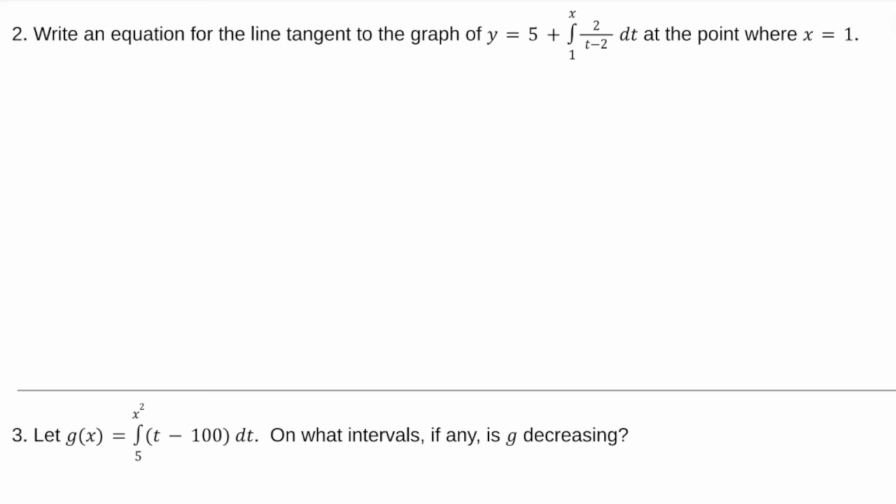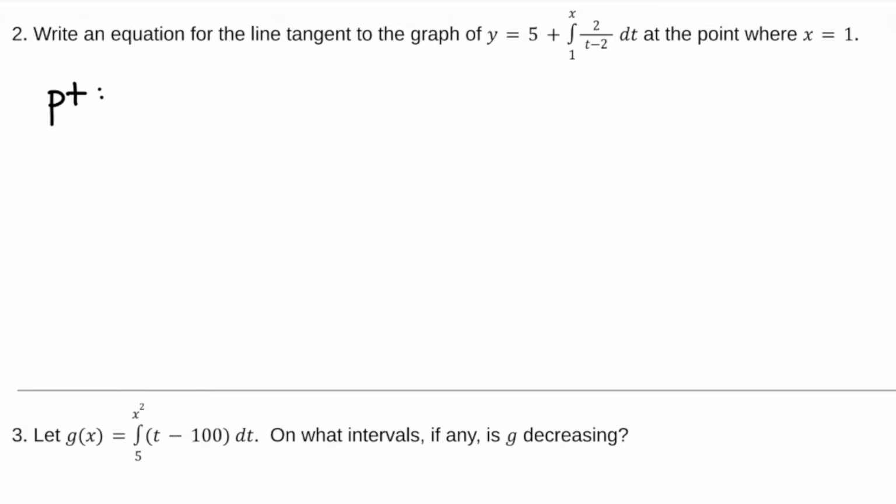And now we're going to be interested in doing stuff with that. So maybe writing an equation for a tangent line. So write an equation for the line tangent to the graph of y equals 5 plus the integral from 1 to x of 2 over t minus 2 dt at the point where x is equal to 1. Okay, so I'm going to need a point and a slope, just like we always have.